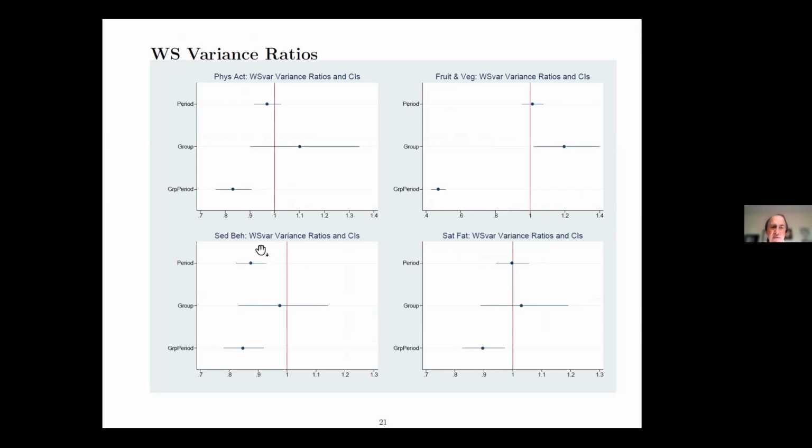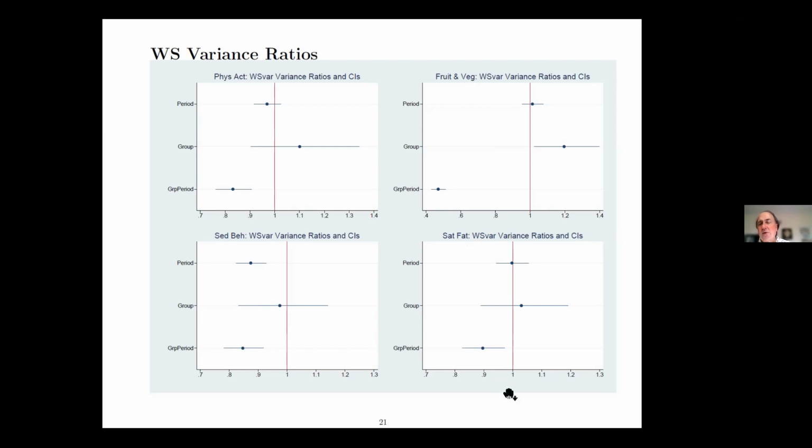For sedentary behavior, what we see is that, again, group by time interaction. Okay? There's a period effect, so there is a reduction in sedentary behavior erraticism. They're getting more consistent across time, both groups, but the group in which it's targeted does so to a greater extent. And similarly for fat.